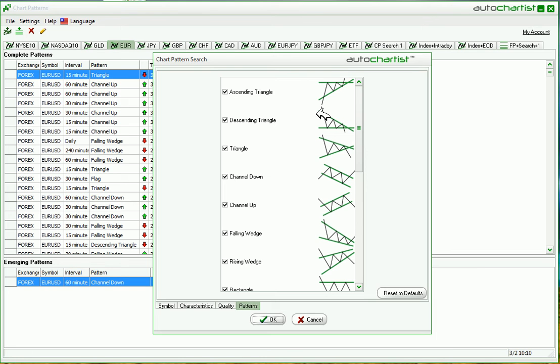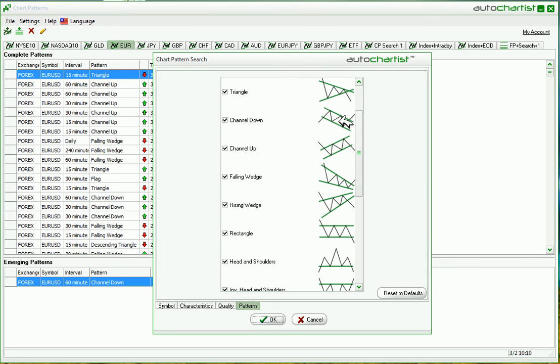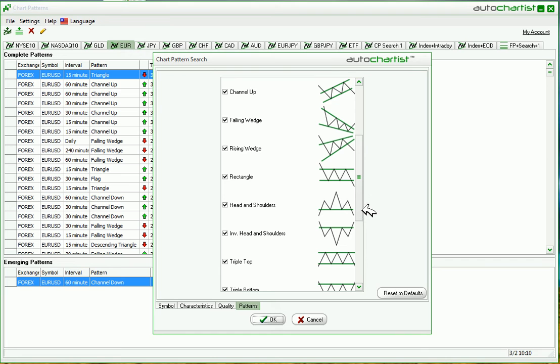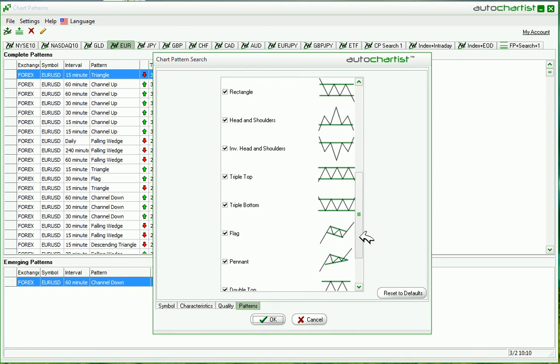If you notice the next handful of patterns here, the channels and the wedges, just as the name suggests, channel down, channel up, falling wedge, and rising wedge, these are trending patterns that should be occurring in either a downtrend or uptrending market. Moving on to the rectangle, triple top and triple bottom, as well as the double top and double bottom.